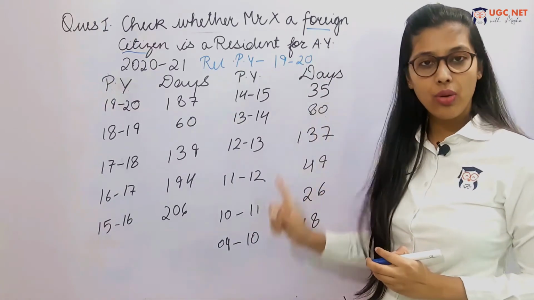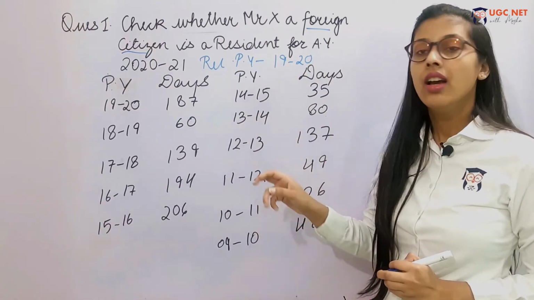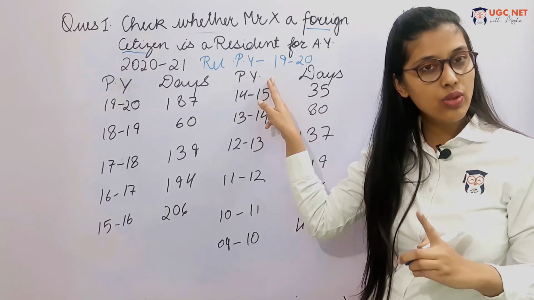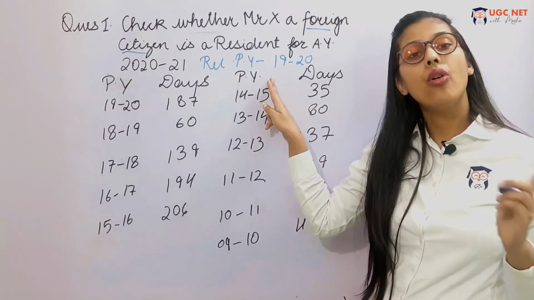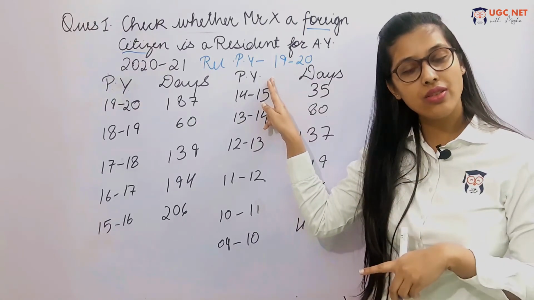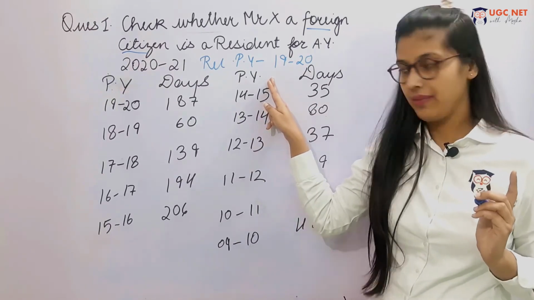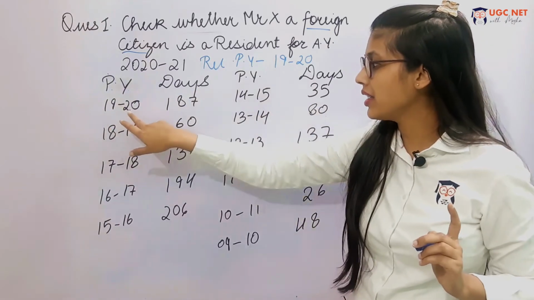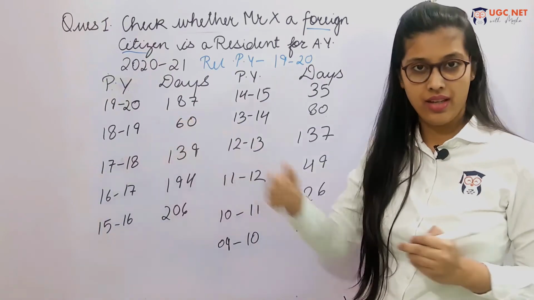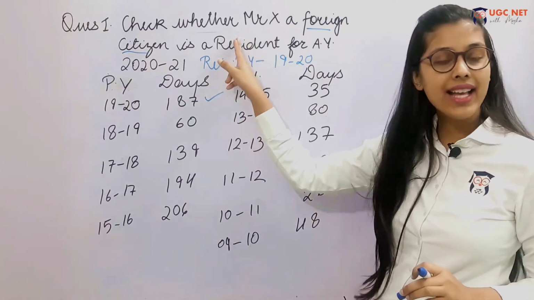Now, the first thing that we are going to check is whether Mr. X satisfies the basic condition. That means we have to see whether either of the conditions is satisfied: either more than or equal to 182 days of stay in the relevant previous year, or more than or equal to 60 days of stay in the relevant previous year and more than or equal to 365 days of stay in the immediately preceding 4 previous years. So now we can clearly see that in 19-20 he had stayed in India for more than 182 days. So he has satisfied the basic condition. So he will be considered as resident.